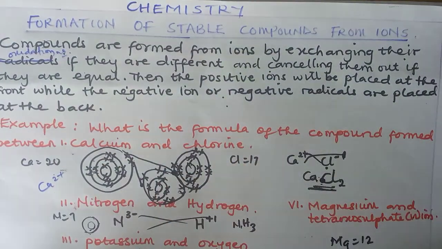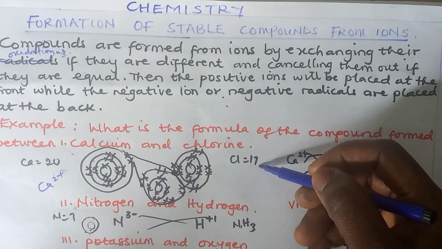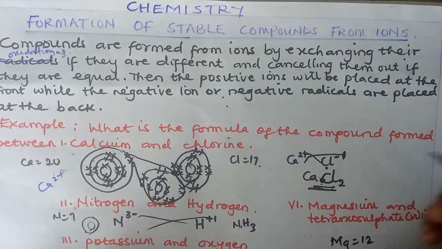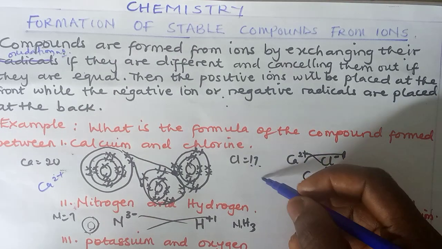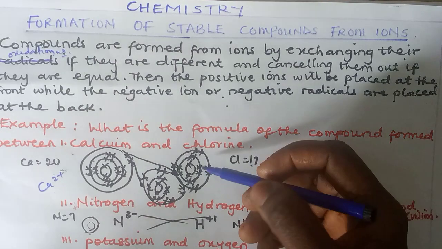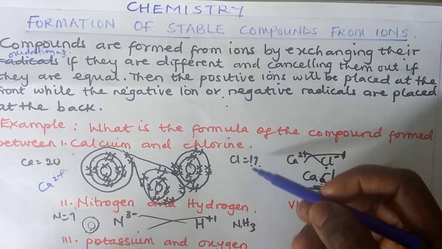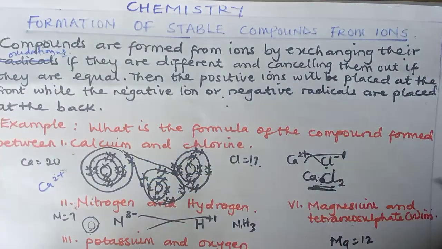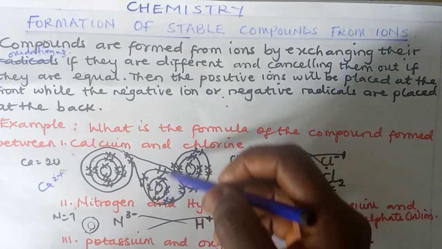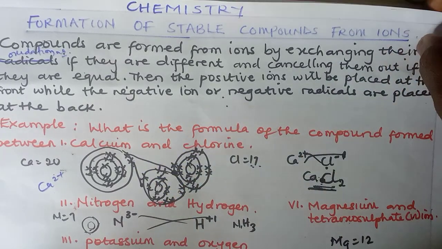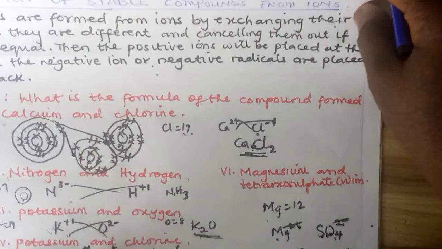Now, if you are asked to form a compound between calcium and chlorine, just work out the oxidation number of the two, exchange it if they are different, and if they are the same, you cancel out. Chlorine is 17, that's 2, 8, 7. That's the oxidation number. In this case, 2 of chlorine are combining with calcium because chlorine takes 1 and calcium is ready to give out 2. So we take 2 of chlorine, and that is complete transfer, not sharing, and that's ionic bonding.